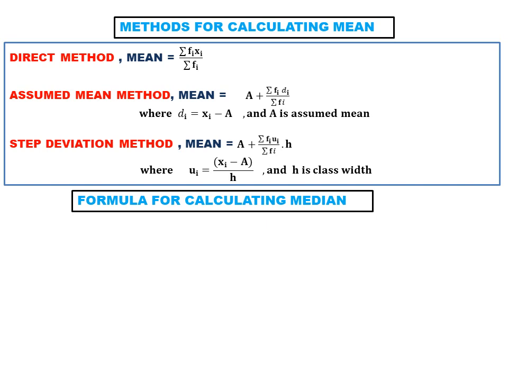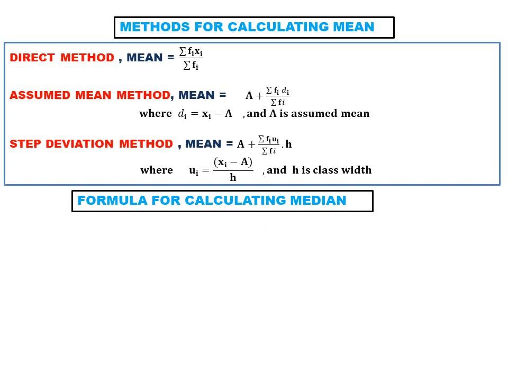So how is this happening? Let's see in the problems coming ahead. Okay. Next is step deviation, that is a plus summation fi ui upon summation fi into h, where ui is xi minus a upon h. Xi's are the midpoints, a is the assumed mean, same, and h is the class width, the difference between the upper limit and the lower limit.